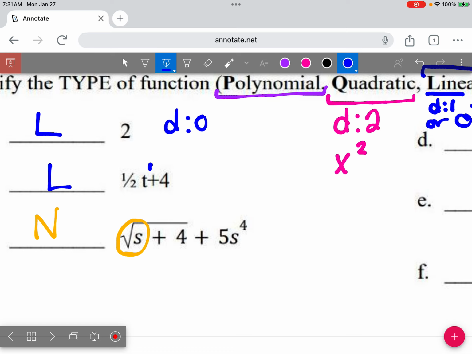So linears have a degree of 1 or 0. The zeros are just horizontal lines. It's just y equals 2 kind of vibe. Okay, so that's all we're looking for there. We don't have to do tons and tons and tons with that one.